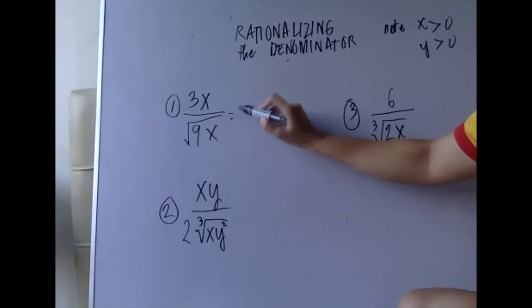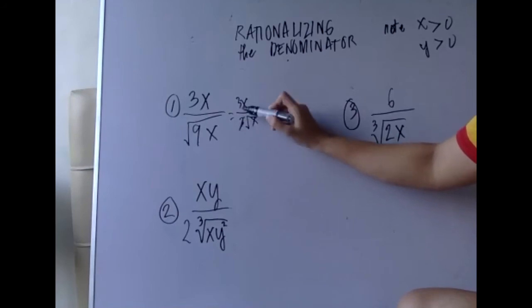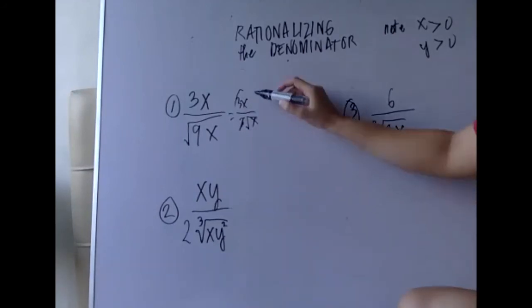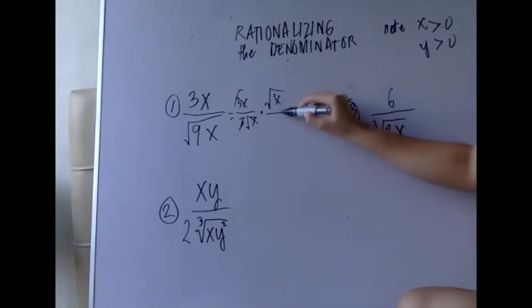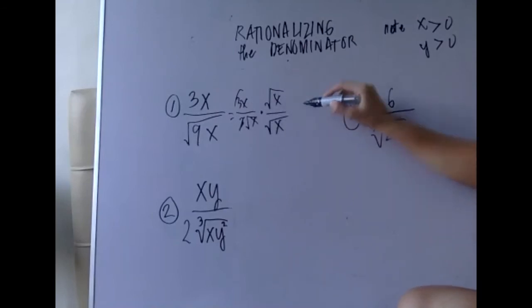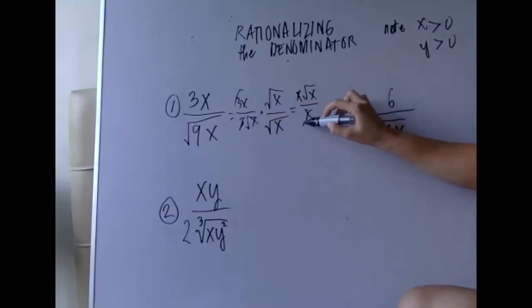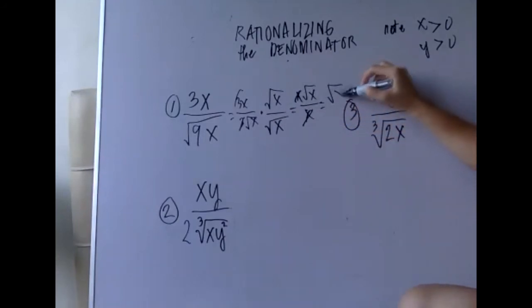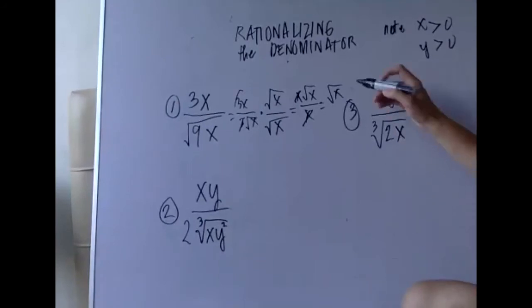Pag nilabas ko itong 9, I'll have 3x over 3 square root of x. Magka-cancel tong 3. May iwan tayo with x over square root of x. So multiply it by square root of x over square root of x. This is equal to x square root of x over x. Cancel yung x. Answer is square root of x. Okay? Okay, final answer.